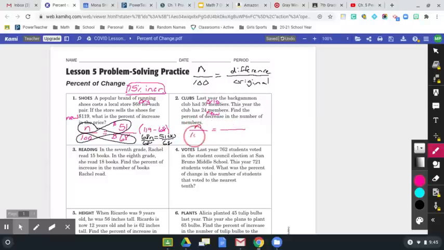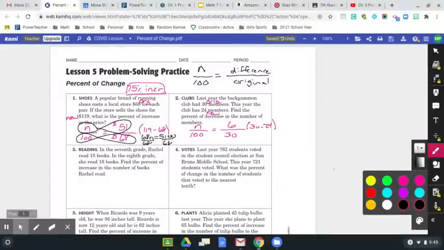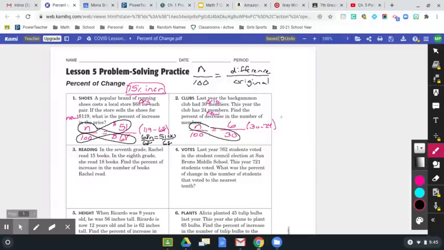n over 100, and then here, the difference. So you're subtracting 30 minus 24. That's a difference of 6 members there. And then put that original down at the bottom, out of 30. Okay, so I'm also going to cross multiply here. I'm going to take 30 times n and get 30n, and I'm going to take 100 times 6 and get 600.